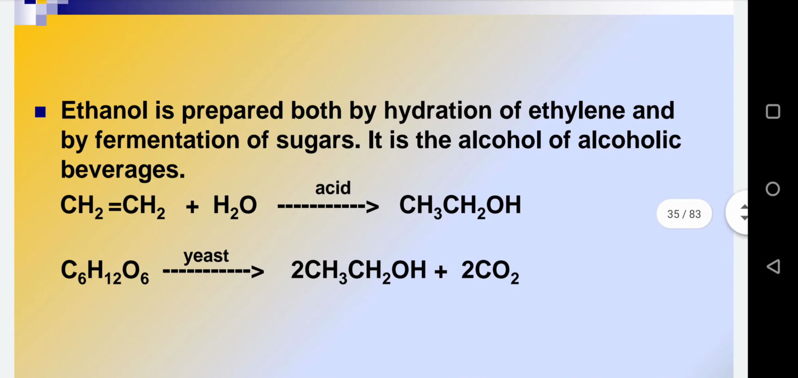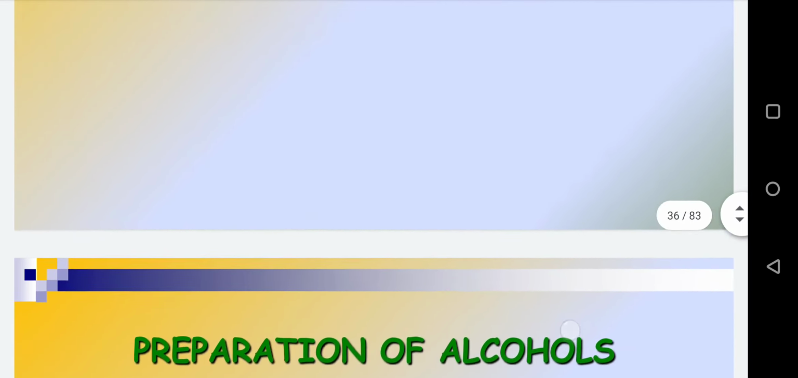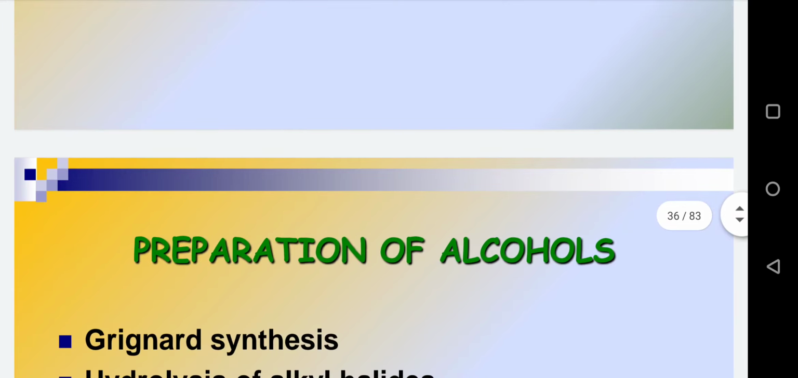Ethanol can be prepared by both hydration of ethylene and by fermentation of sugars. It is the alcohol of alcoholic beverages. You can see over here, alkenes in the presence of water and an acid catalyst get converted into ethanol. Glucose is a sugar, a carbohydrate, and in the presence of yeast, which contains an enzyme, it gets converted, because of fermentation of the sugar, into ethanol as well as carbon dioxide. So students, in the next class we will see the preparation of alcohols.